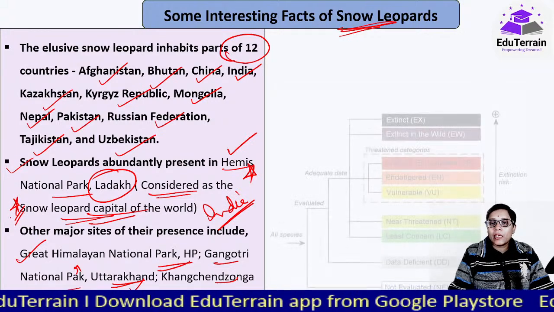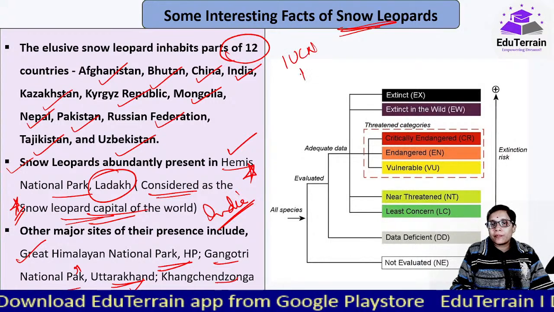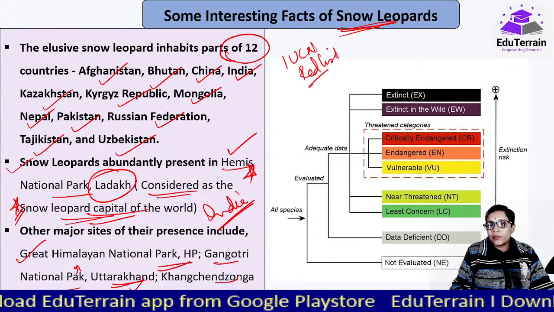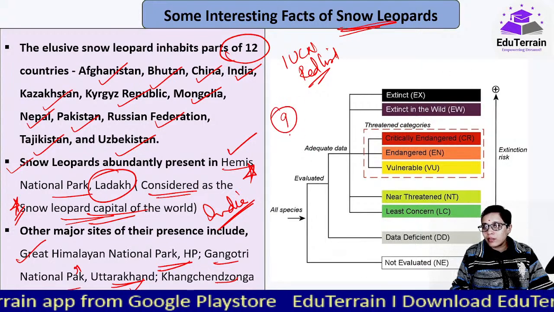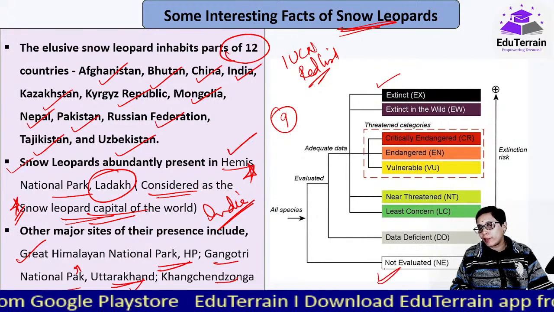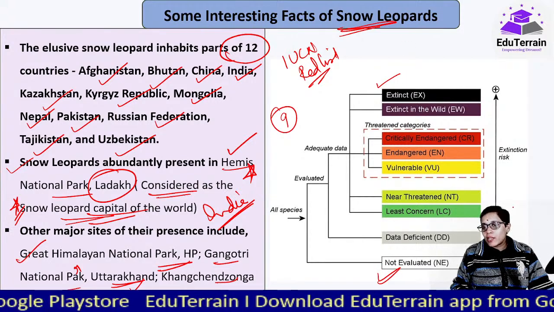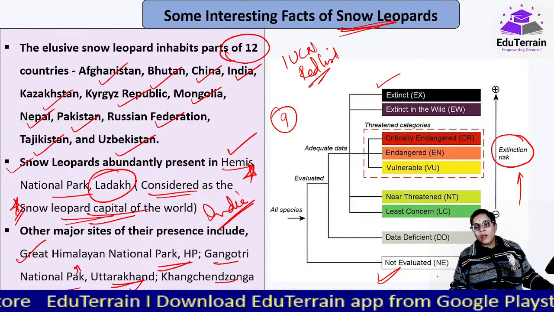Important again. As I said earlier also, the IUCN Red List. This is the IUCN Red List. As you can see here, there are 9 distinct categories, right from extinct, completely extinct, to not evaluated. Okay, so as we go up, the risk of extinction increases.